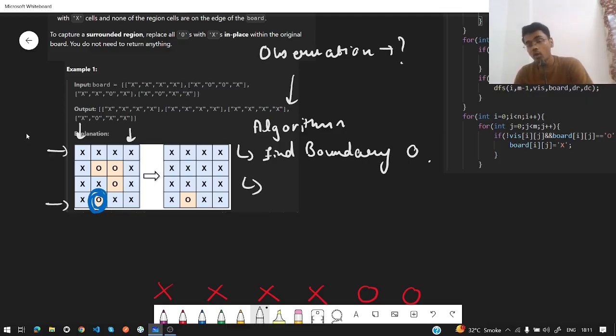What is the second thing? After finding the boundary zeros, we need to find all the zeros that are connected to it either horizontally or vertically. That means in all the four directions: up, right, left and down. Now how will we do that? We will apply DFS, because DFS is great for doing such things. So we will apply DFS to find all the adjacent zeros.